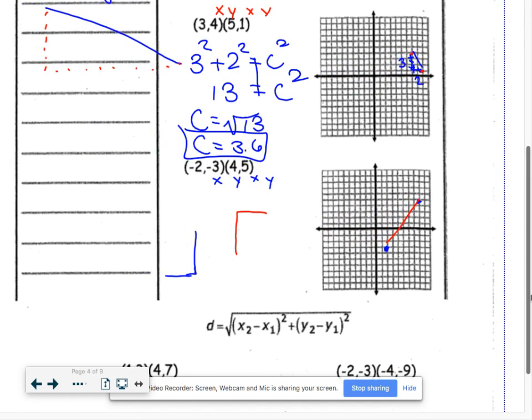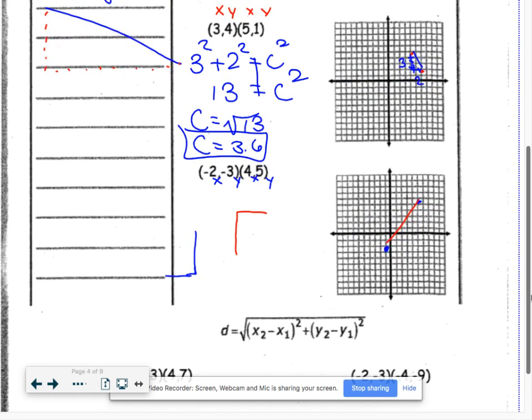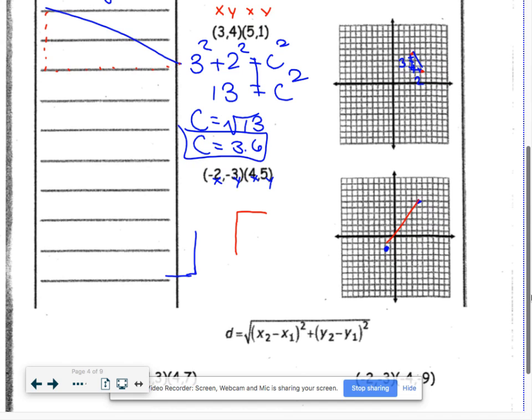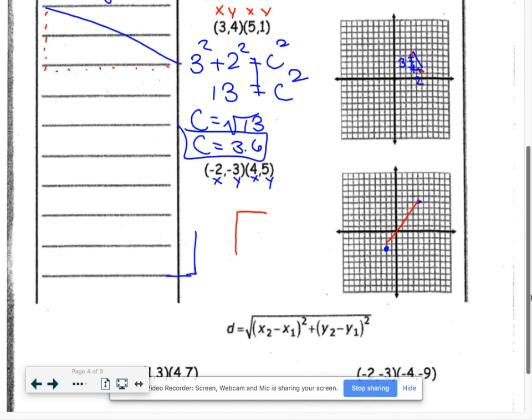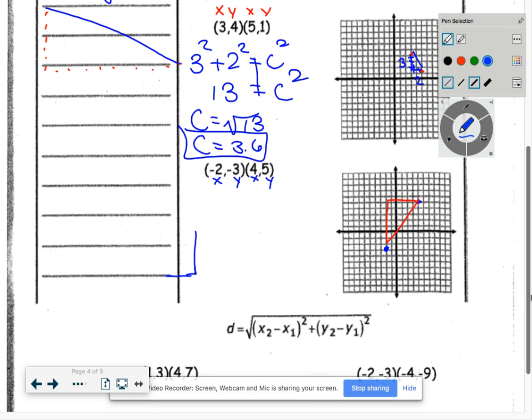-2, -3. Okay, I don't know if I'm going to do a good job at this. I don't know if I did it good. Okay, so you let me know if my numbers got messed up with how that moved.